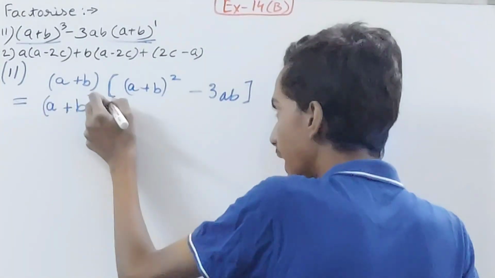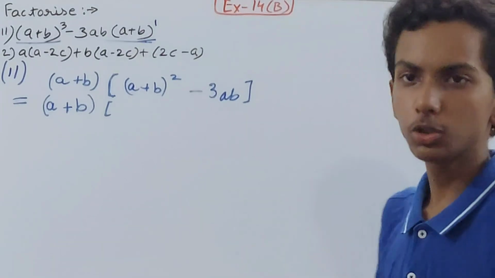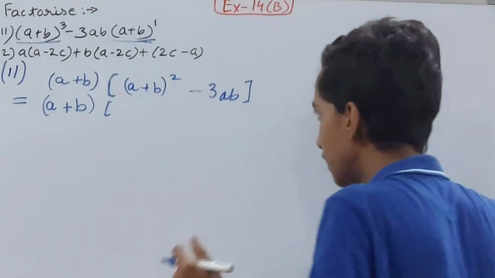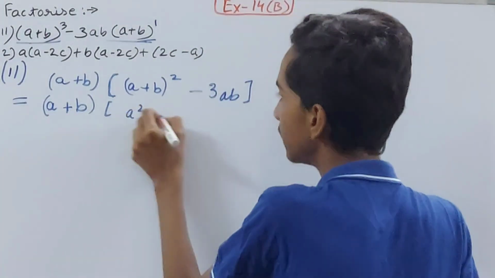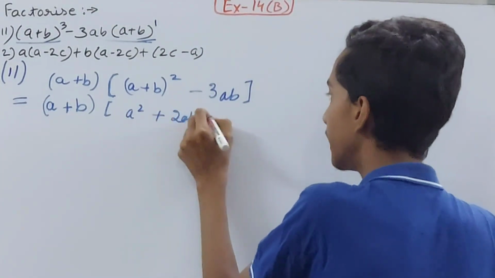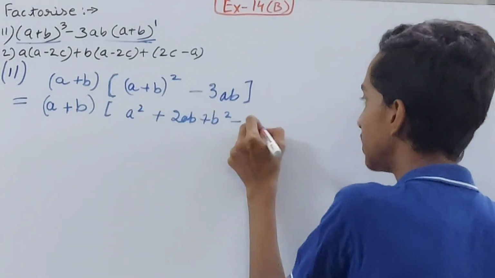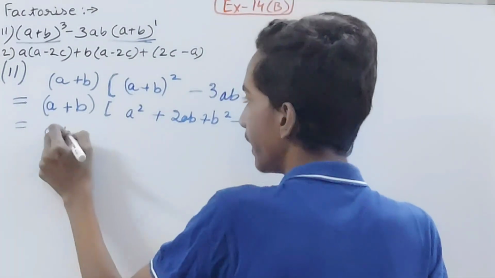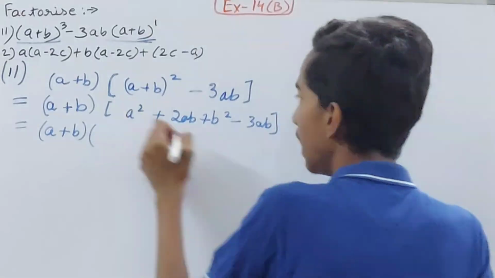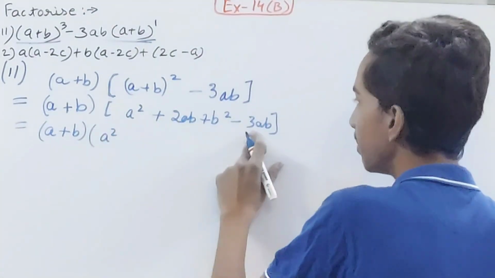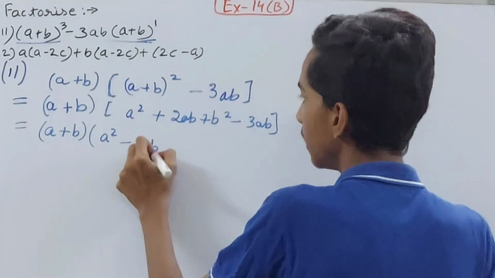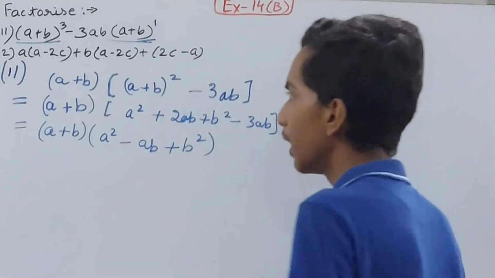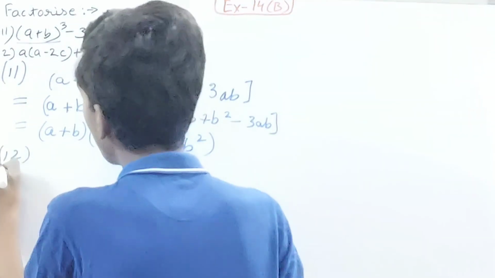Now open the bracket and solve it accordingly. You know the identity of (a + b)², which we have studied in the previous chapter, identities, right? That is a² + 2ab + b², and then −3ab here. Now you can again finally solve this. You will have a² + 2ab − 3ab, which means −ab, plus b², which is your answer.